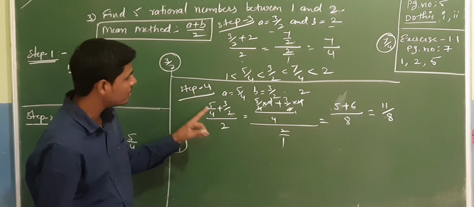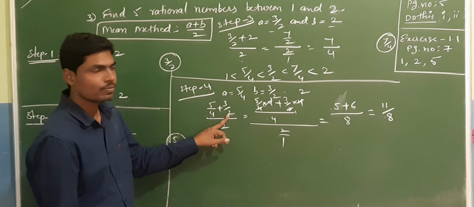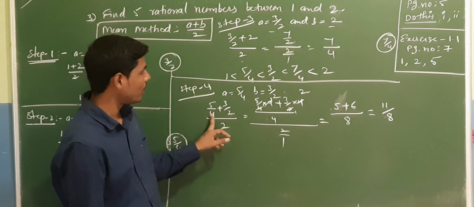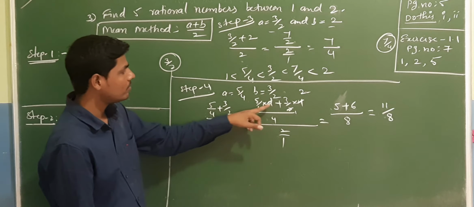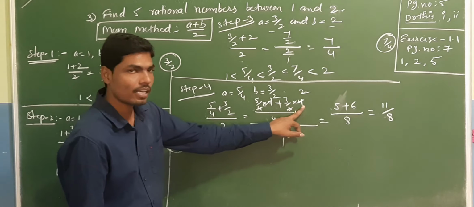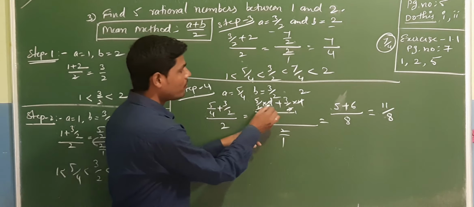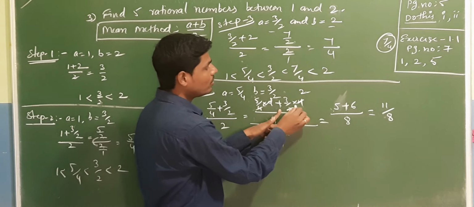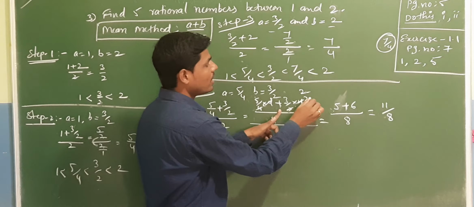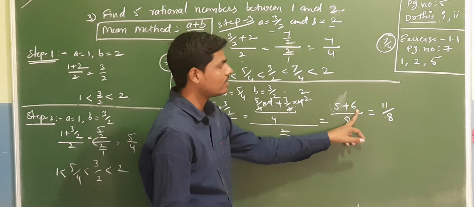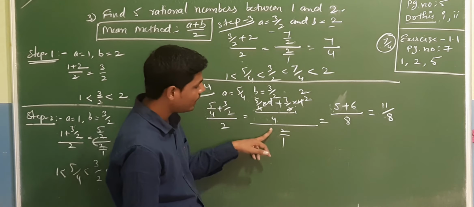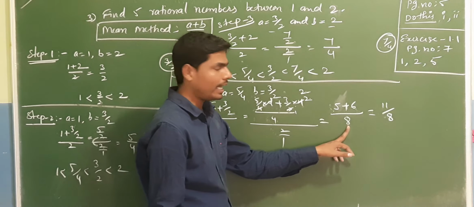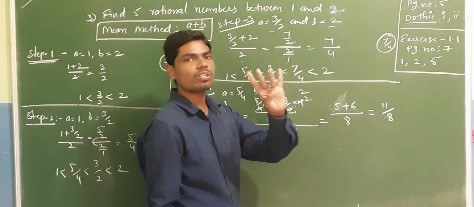Once again, listen children. 5 by 4 plus 3 by 2. These two are fractions, so for that we need to take the LCM. For 4 and 2 the LCM is 4. Now that LCM into 5 by 4 plus that LCM into the second fraction 3 by 2. The 4s get cancelled, here 1 is left, that is 5 into 1 is 5, plus 3 into, here 2 is left, 3 2s are 6. Now 5 plus 6 is 11. In the denominator 4, and again in the denominator here 2 by 1, these two can be multiplied, 4 into 2, 8. So you get 11 by 8. And this is the fourth rational number.